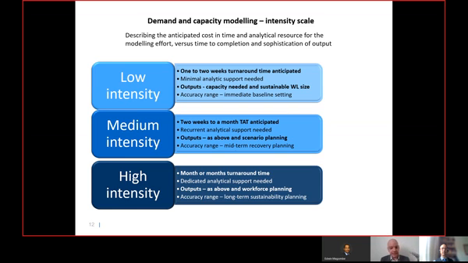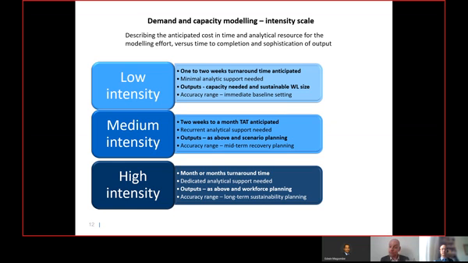So a low intensity is tactical. It should be a short turnaround time, 1 to 2 weeks, minimal analytical support needed. Generally speaking, the outputs will give you capacity needed and sustainable waiting list size, and the accuracy range is immediate baseline setting. For medium intensity, we expect that would take somewhere closer to 2 weeks to a month. You would need some sort of recurrent analytical support, and those outputs would include scenario planning. So we can have a think about how we might deploy our resources based on a number of variables, including the independent sector. And then high intensity is generally a significantly more involved endeavor.